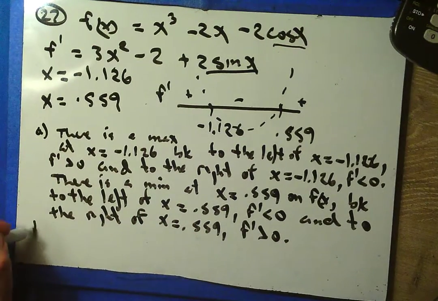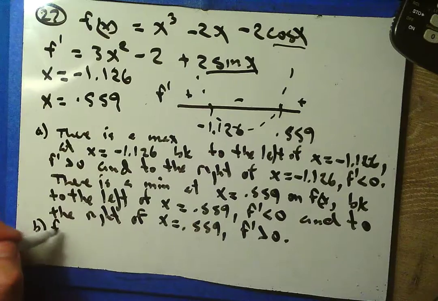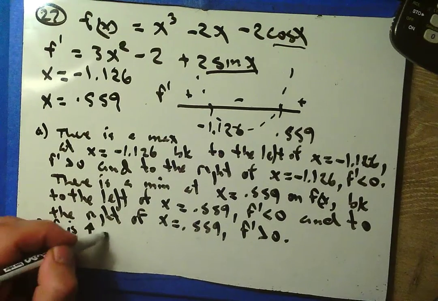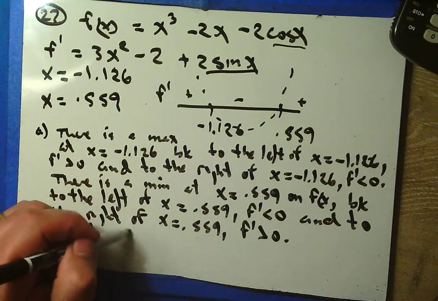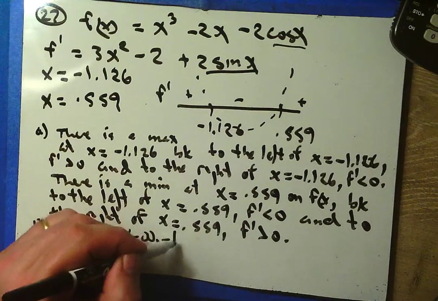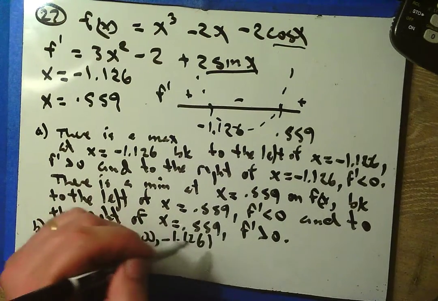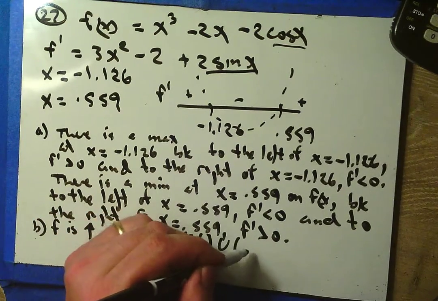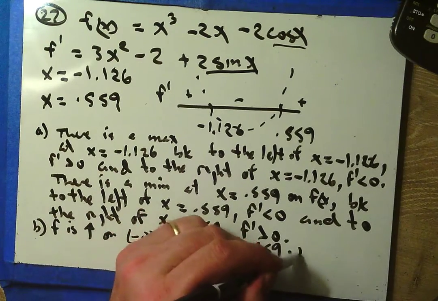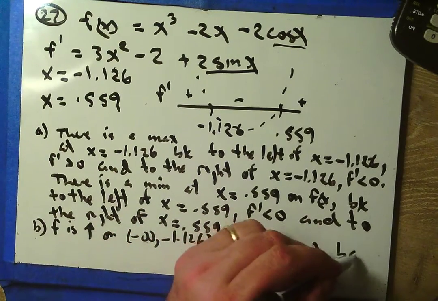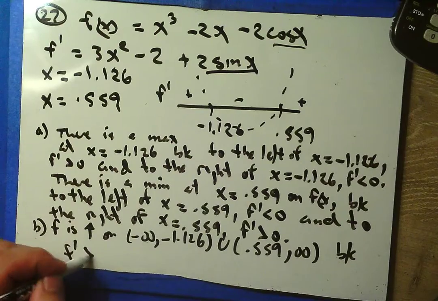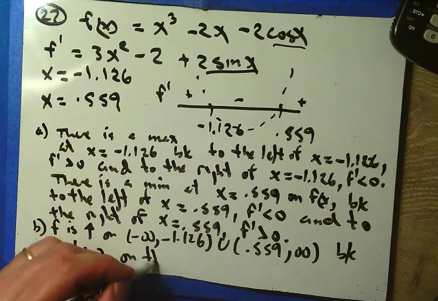All right, what about increasing and decreasing? Okay, we're looking for increasing first. So f is increasing on negative infinity to negative 1.126 union 0.559 to infinity because f prime is greater than 0 on these intervals.